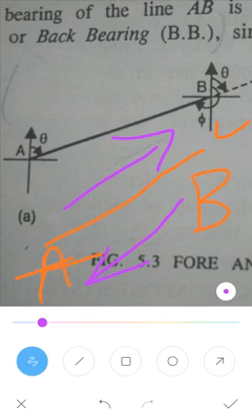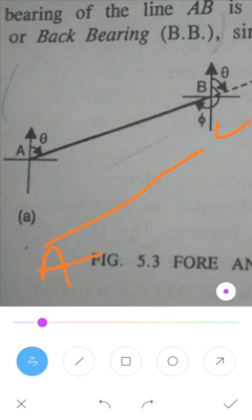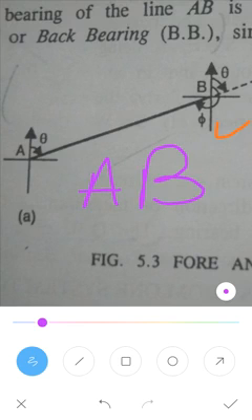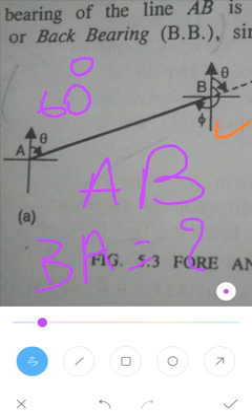Consider the forebearing of a line AB. We write it as bearing of AB. The bearing of AB is considered 60 degrees. What should be the bearing of BA? This is very simple. See, this angle is 60 degrees.